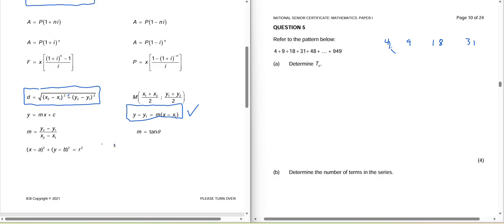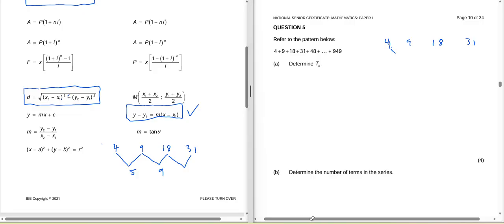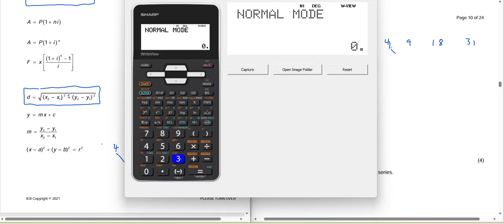So here I'm saying we have 4, we have 9, we have 18, we have 31. We are going to say 9 minus 4 is 5. 18 minus 9 is what? It's 9. And then 31 minus 18, you get what? Okay, let me just bring the calculator so that we don't make a mistake. So 31 minus 18 is 13.